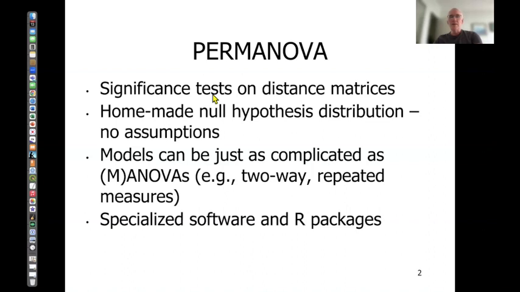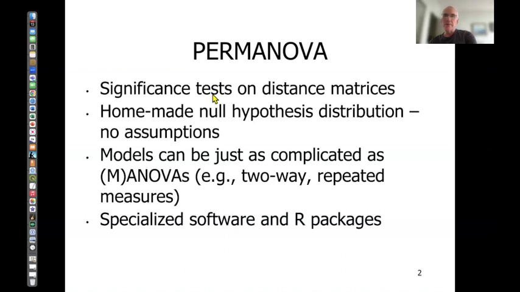But the weird and wonderful thing about PERMANOVA is that rather than working on values of shell length, height, width, and so on, you're working on distances between objects within and among the groups. And if you think about, remember back when we did the NMDS ordination of turtle shells.